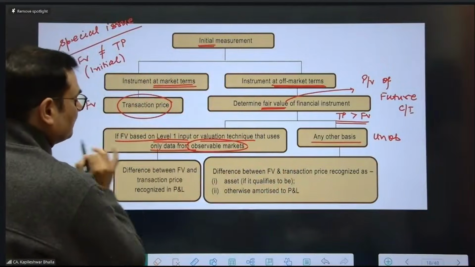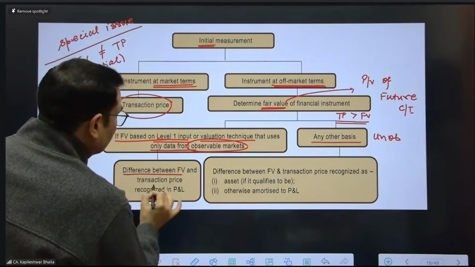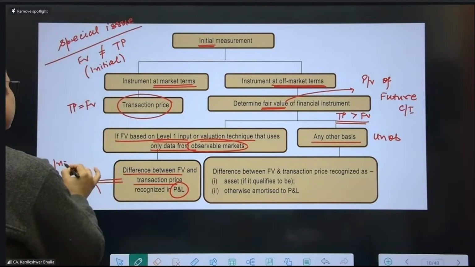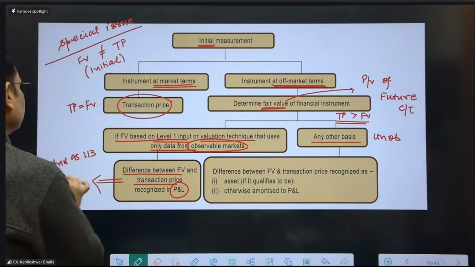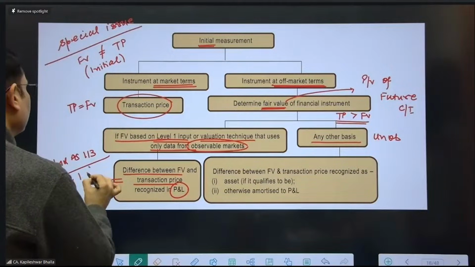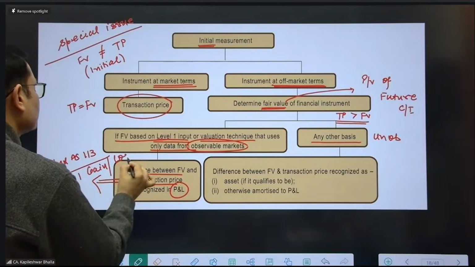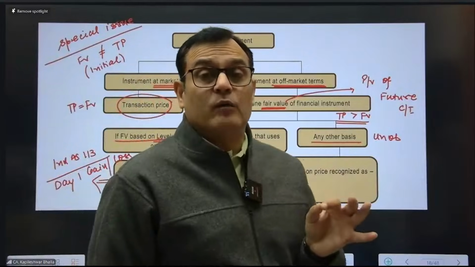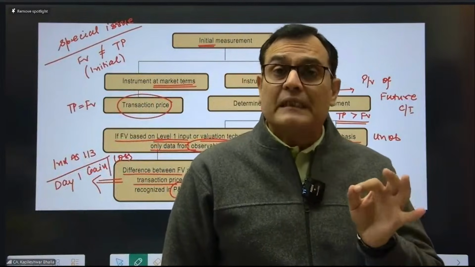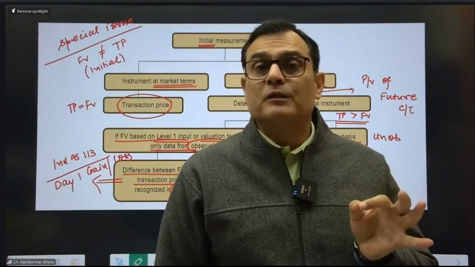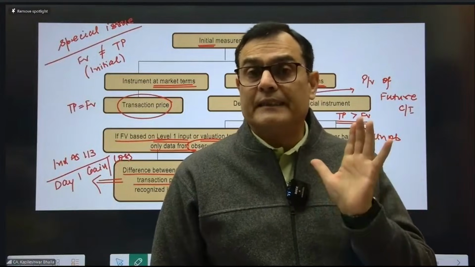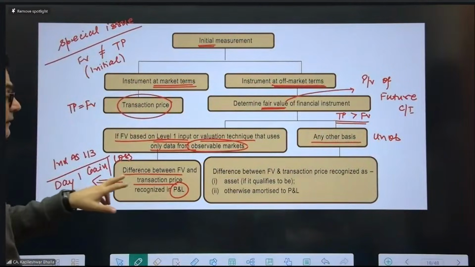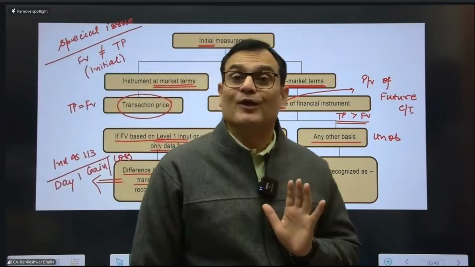It says if it is observable data, the difference between the fair value and the transaction price is taken in P&L, and this is by virtue of Ind AS 113. It's called day one gain or day one loss, as the case may be. So if a company is considering the fair valuation on an observable level of inputs directly, or something which is identical in nature, observable data, any difference in the transaction value and the fair value is going to be taken immediately in the profit and loss, and that's called day one gain or loss.